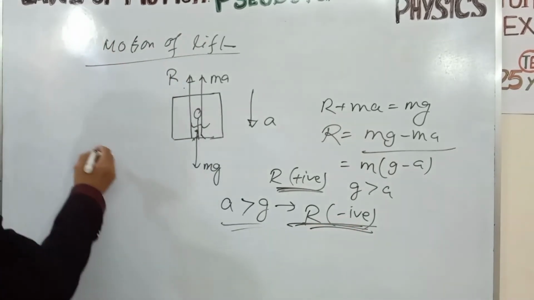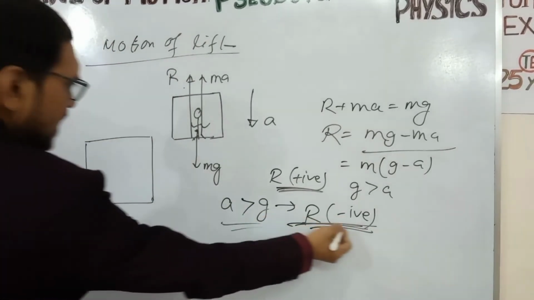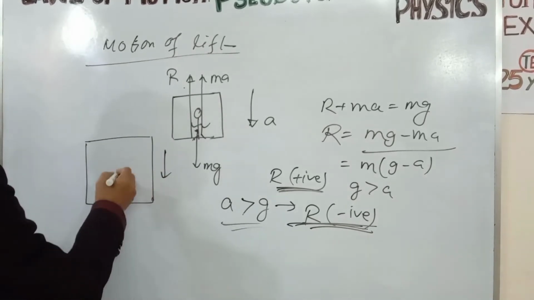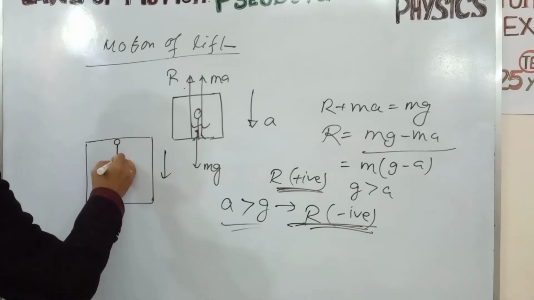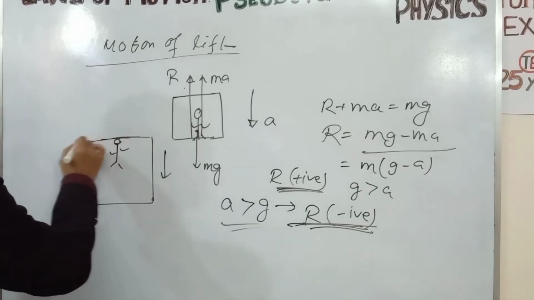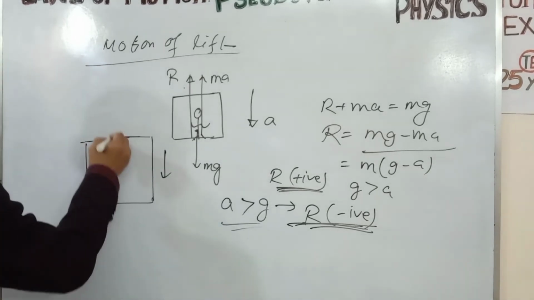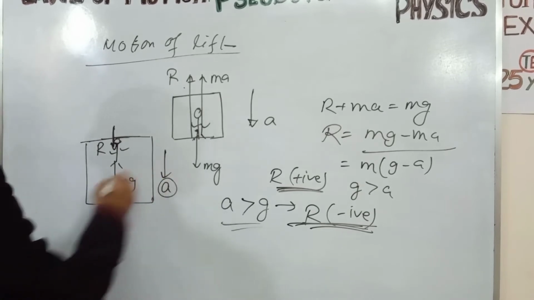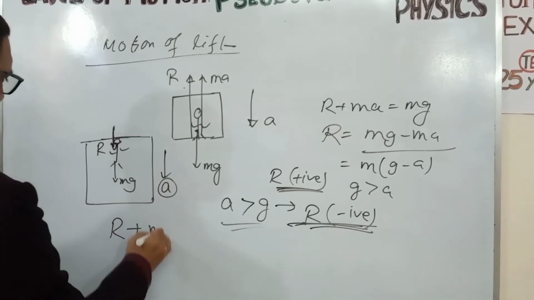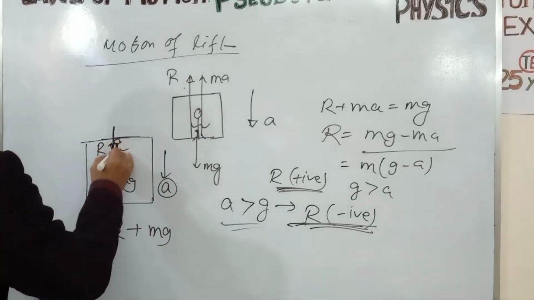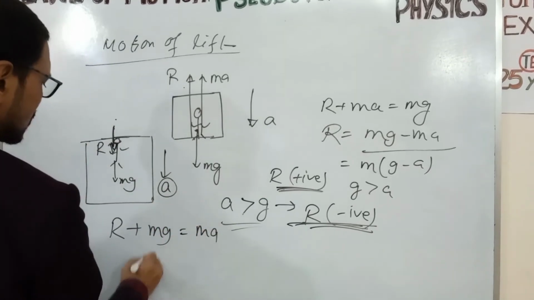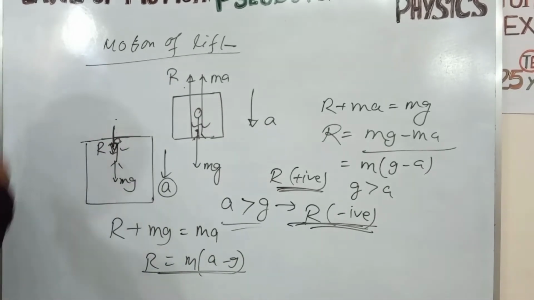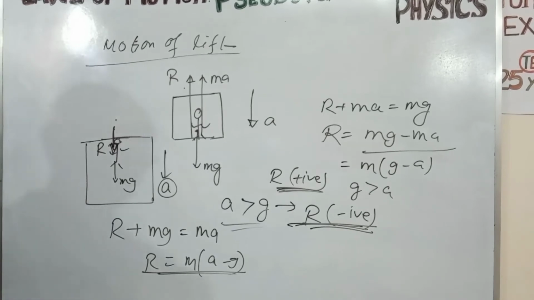Now when r is negative, what happens? In this case, the lift accelerates more rapidly than the acceleration of the man. So after some time the head of the man touches the roof of the lift. What is the equation of motion? Here the reaction is r, the weight is mg, and the lift accelerates with acceleration a, so the equation is r plus mg equal to ma, so r equal to m of a minus g. This is the reaction force on the head of the man by the roof of the lift.